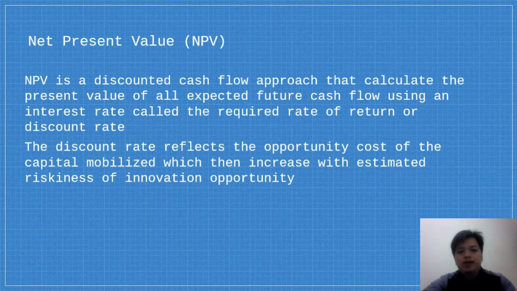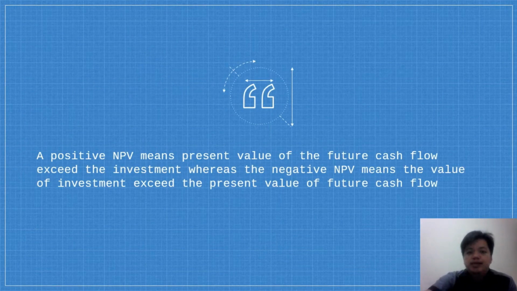The discount rate reflects the opportunity cost of the capital that will be mobilized, which then increases the estimated riskiness of the investment opportunity. So a positive NPV means the present value of a future cash flow will exceed the value of investment, whereas a negative NPV means the value of investment will exceed the present value of future cash flow.